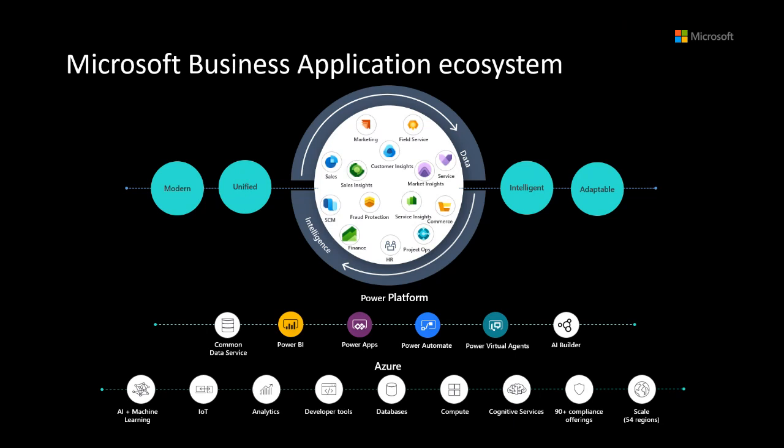So you can see within the circle here, we have Microsoft's first-party applications, whether that's sales, field service, commerce, finance. Those are all the main first-party apps that we offer to our customers and partners. Now, in the inner circle, you see additional products that we have, which are insights on top of those original products. So whether that's sales insights, service insights, these provide you additional analytics and insights on those first-party applications.